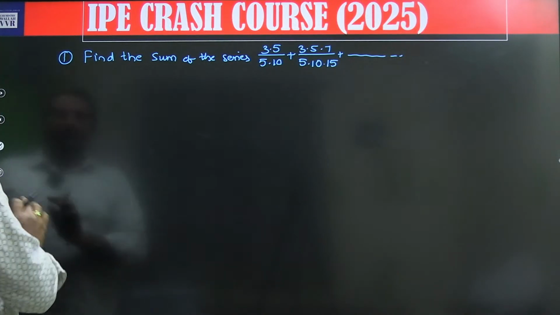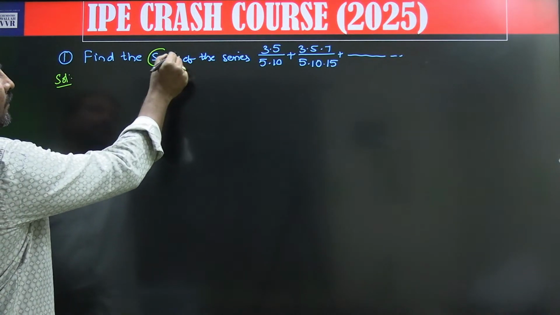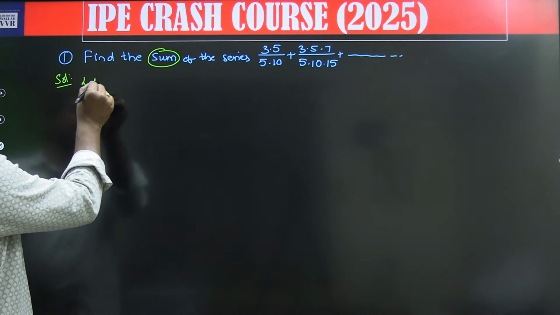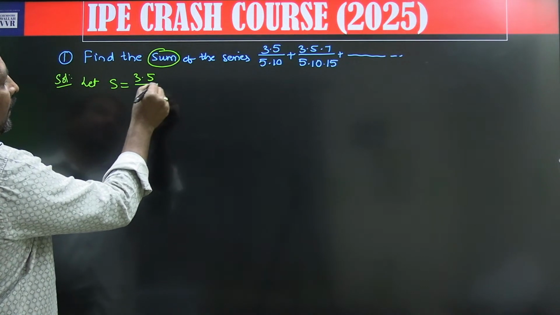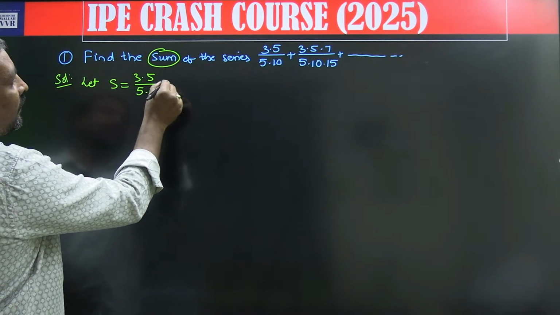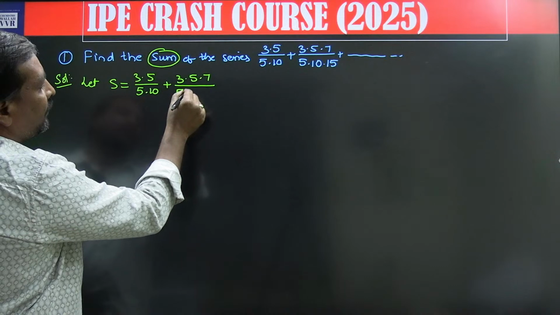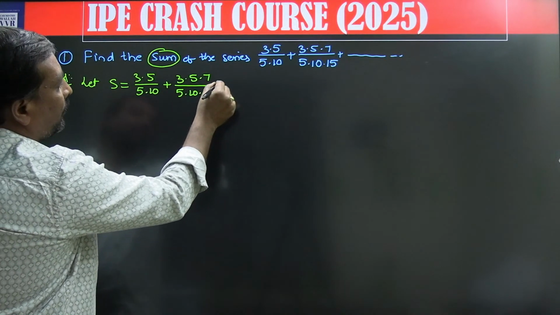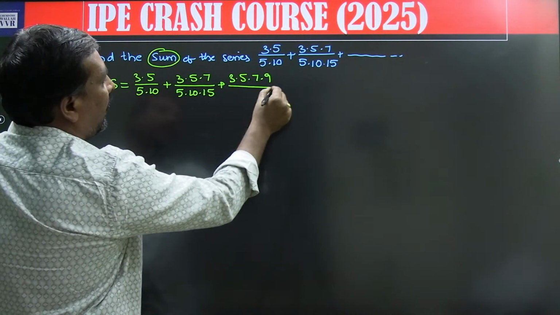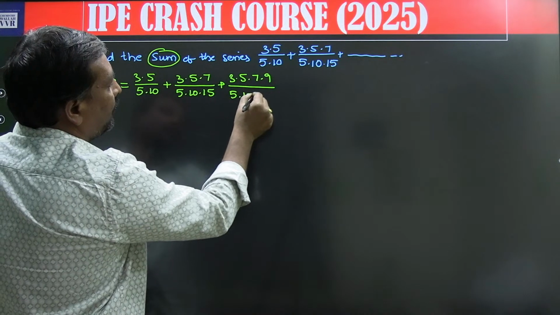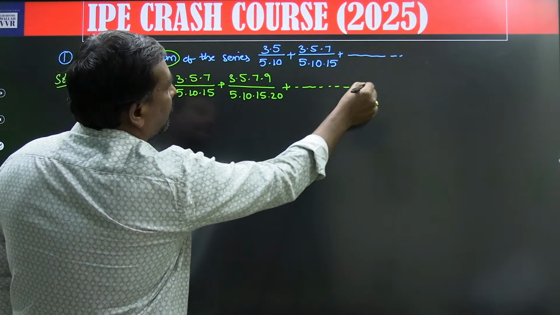Now we go for the solution. We have to find the sum of the series. So I am taking, let S equal 3 into 5 by 5 into 10 plus 3 into 5 into 7 by 5 into 10 into 15 plus the next value, compulsory, 3 into 5 into 7 into 9 by 5 into 10 into 15 into 20 plus and so on.